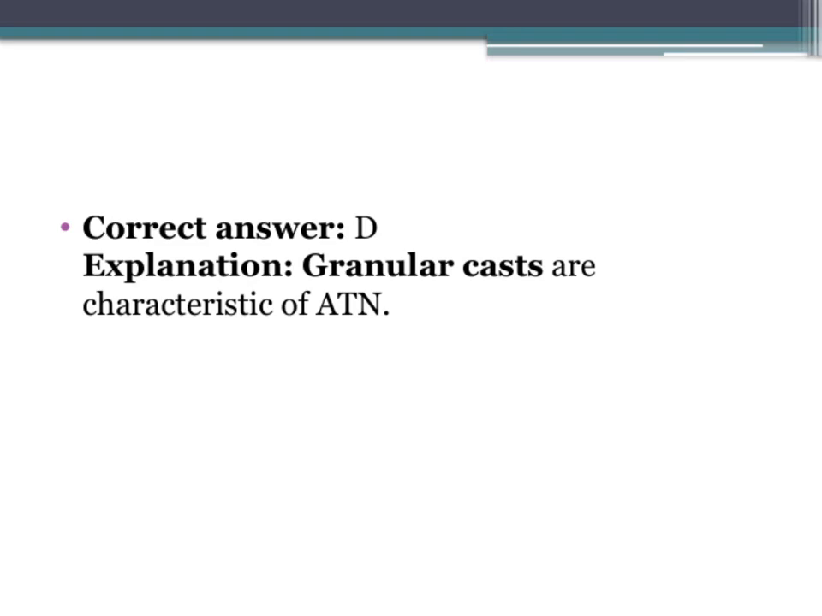Let's look at why that's the case. Granular casts are actually quite characteristic of acute tubular necrosis, or ATN. These casts are composed of finely granular material and are formed within the renal tubules. When you see granular casts on a urinalysis, it's a strong indicator that ATN might be involved. This is important because identifying granular casts helps us distinguish ATN from other renal conditions. Remember, the presence of these casts points towards tubular injury, which is central to ATN. So, recognizing this feature in your diagnostic process is key to diagnosing and managing patients accurately.